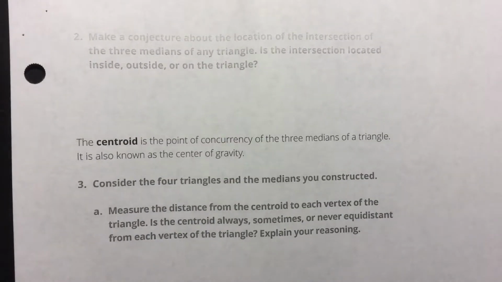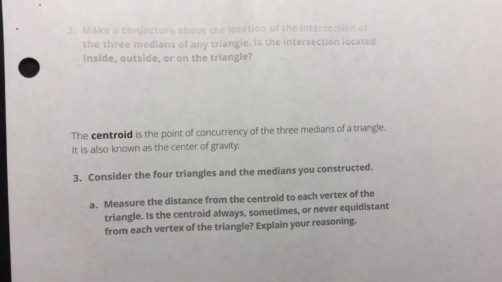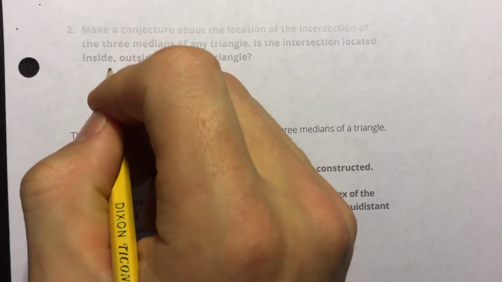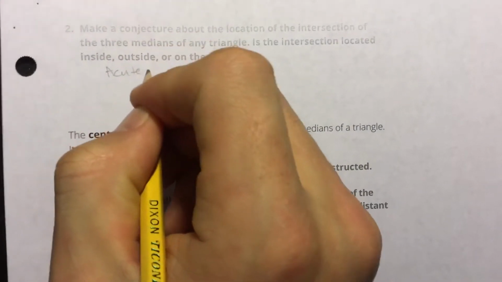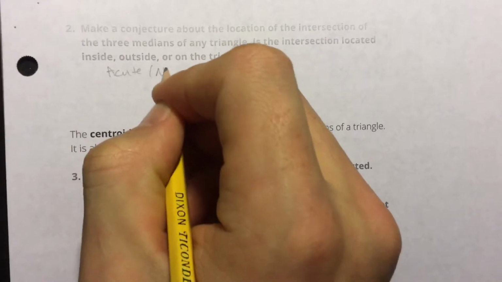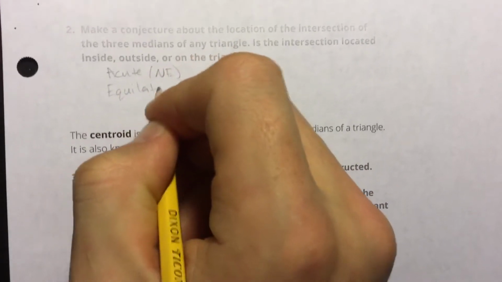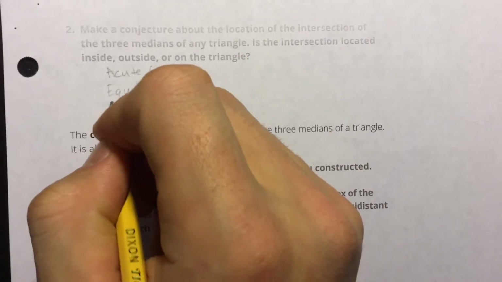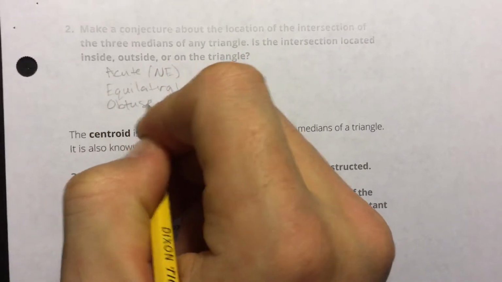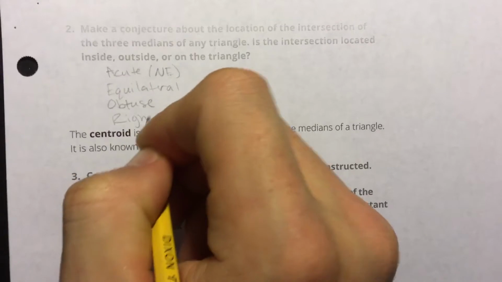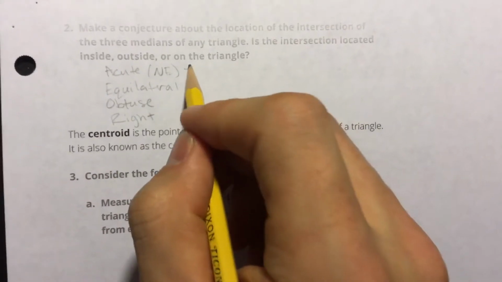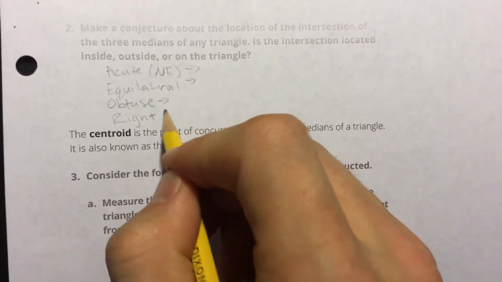Make a conjecture about the location of the intersection of the three medians of any triangle. Is the intersection located inside, outside, or on the triangle? So just like the last couple sections, I'm going to do acute, not equilateral, equilateral, obtuse, and right. Okay, and we're going to look at those individually really fast and see what conjecture we can come up with.